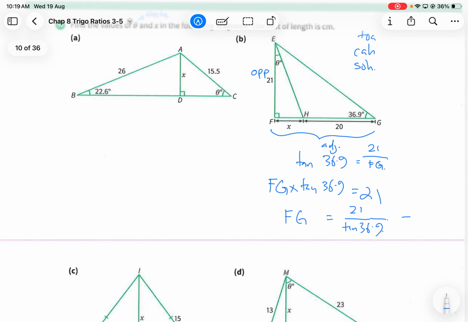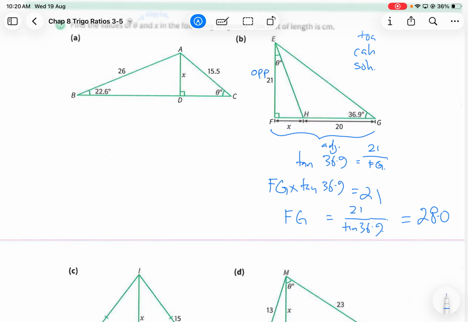Okay, then press calculator. 21 divided by tangent 36.9. 28.0. I wrong meh? Huh? Yeah?